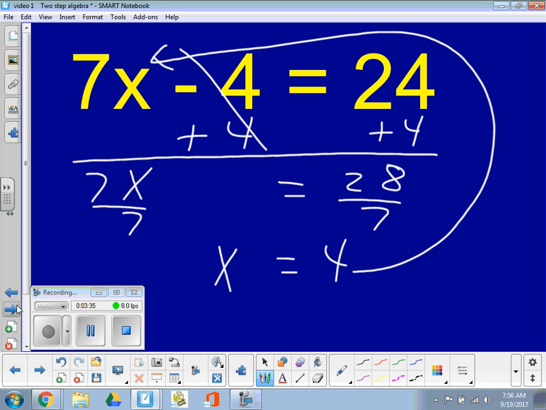Well, now I have 7 times x, which is 4, so 7 times 4, which is 28, minus 4 equals 24. And it does work. 28 minus 4 is 24. If I had come up with a solution of 2, x is 2, and I plug that 2 in for x, 7 times 2 is 14, minus 4, I would get 10. So when I plug the solution back in, I get an answer that doesn't work. So I know I've made a mistake somewhere within the equation.